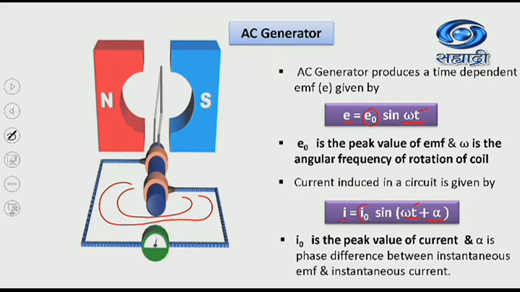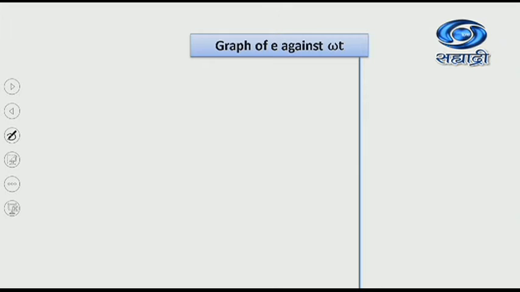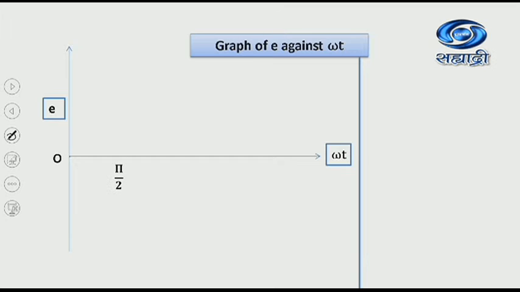Peak value of the current remains constant, that is represented by I naught. If we graphically show variation of EMF with respect to omega t, what is omega t? Phase. So we are taking EMF on the y-axis, of course instantaneous EMF, and on the x-axis we are taking omega t. Minimum value of EMF is equal to 0 to begin with, means when the coil is about to start its rotation, that time phase omega t is equal to 0, there is no EMF generated.